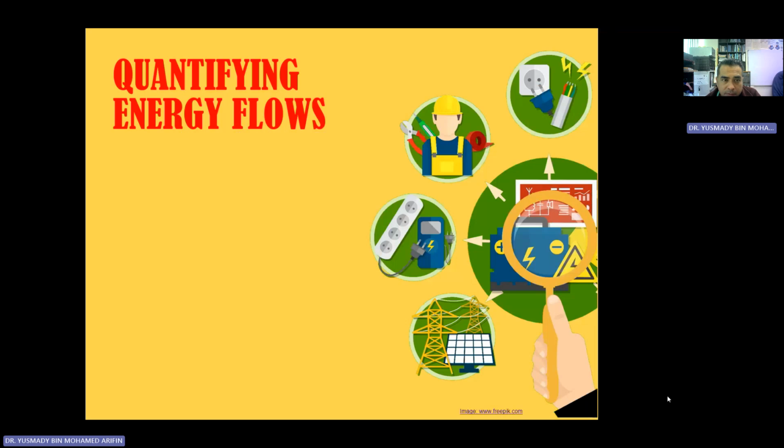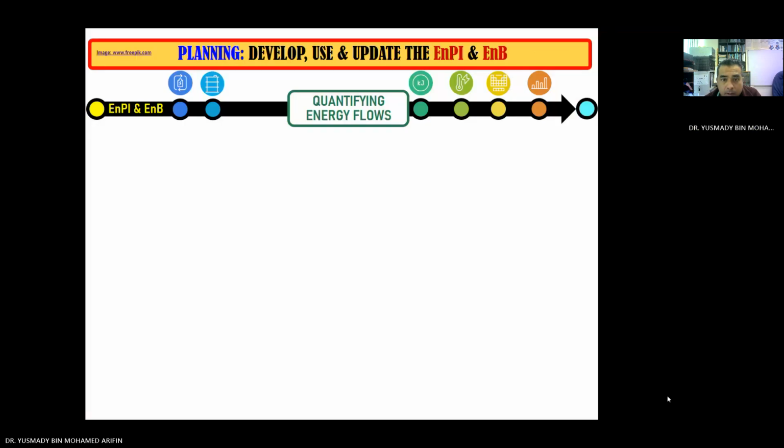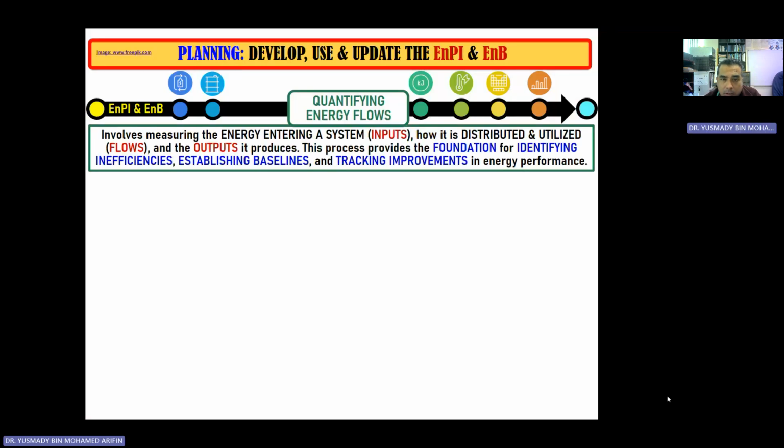Okay, now about quantifying energy flow. Quantifying energy flow refers to the process of measuring the energy entering a system, which is input, how it is distributed and utilized, which refers to the flow, and the output that is produced. So this process provides the foundation for identifying inefficiencies, establishing a baseline, and also tracking improvement in energy performance.